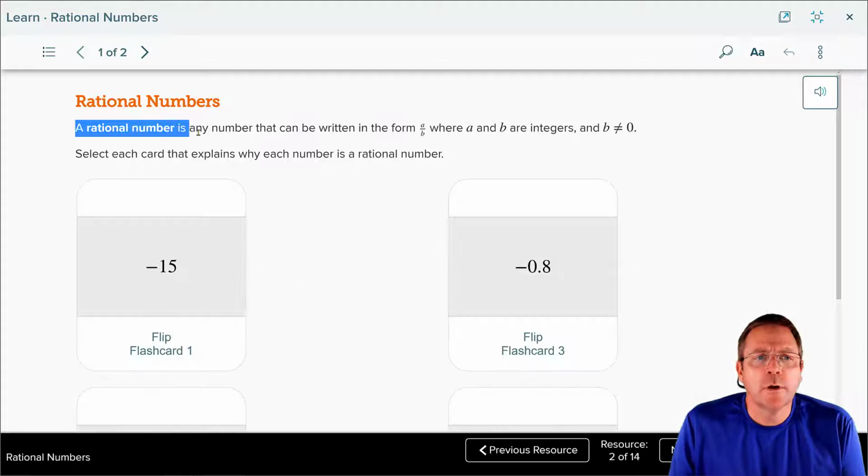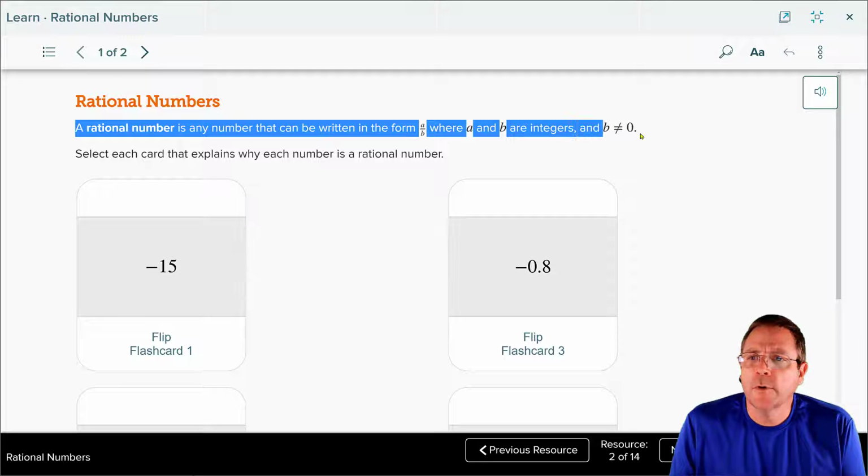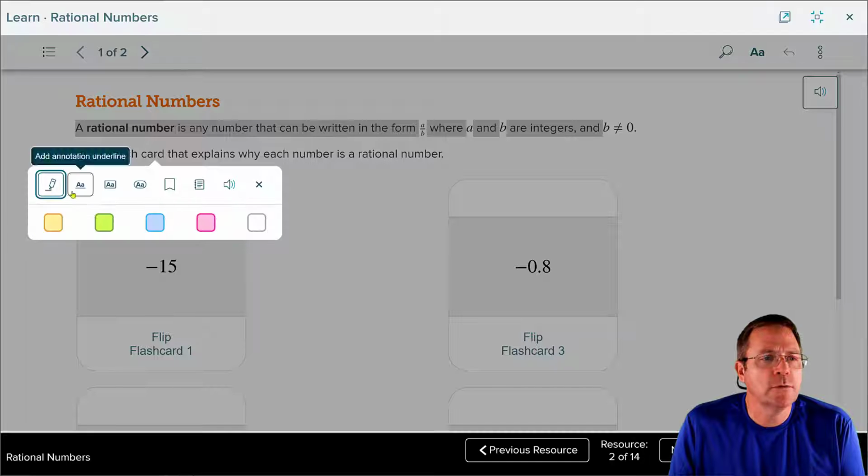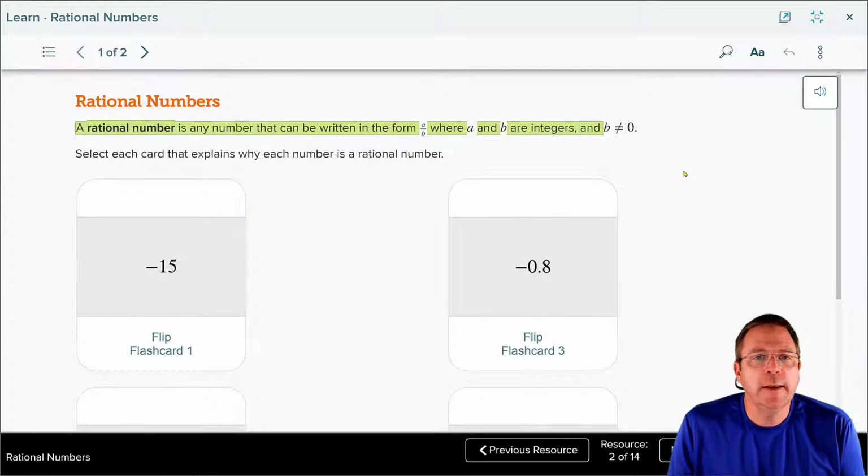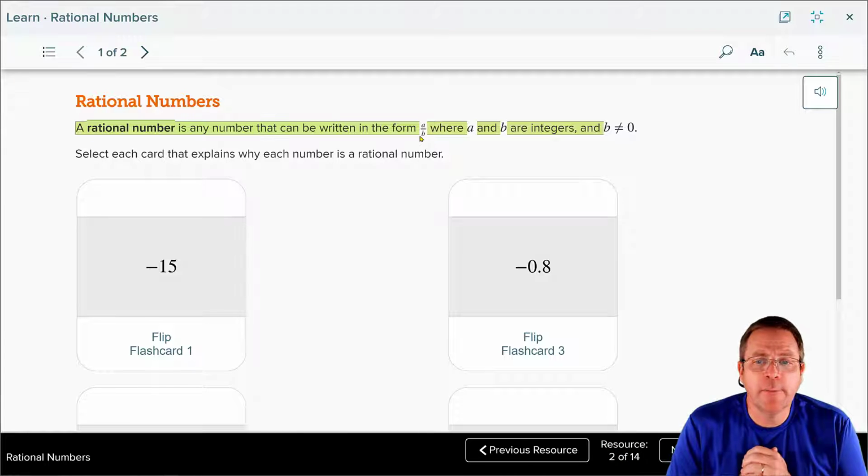A rational number, when I write this down, this is going to be on your vocab quiz. A rational number is any number that can be written in the form a divided by b, where a and b are integers and b is not equal to 0. Simply put, it can be written as a fraction. If it can, it's going to be a rational number. If it cannot be written as a fraction, it is an irrational number.